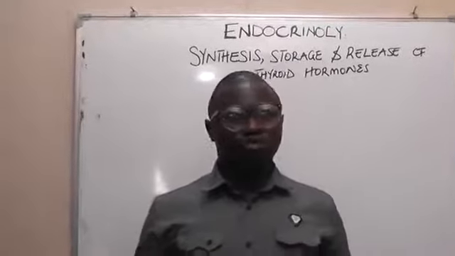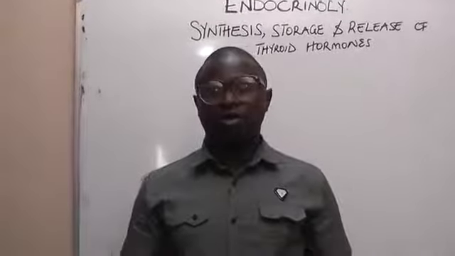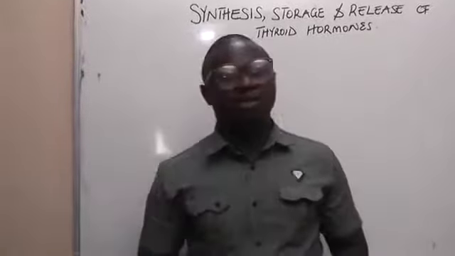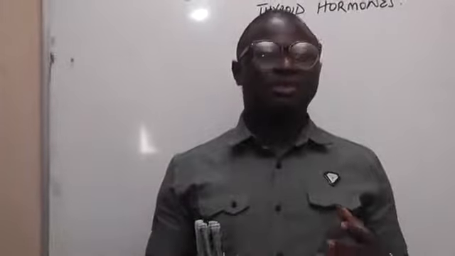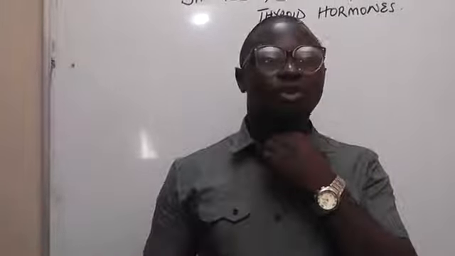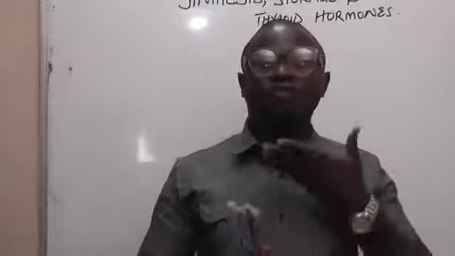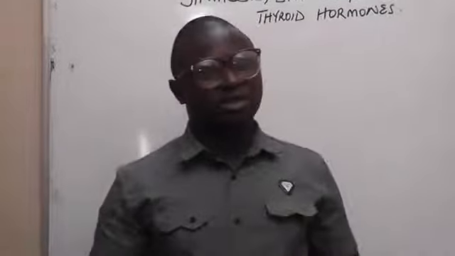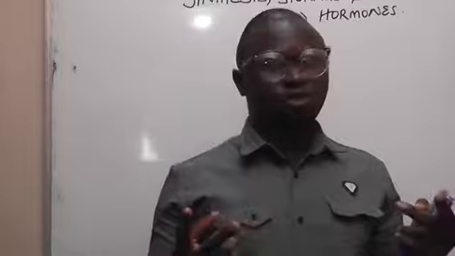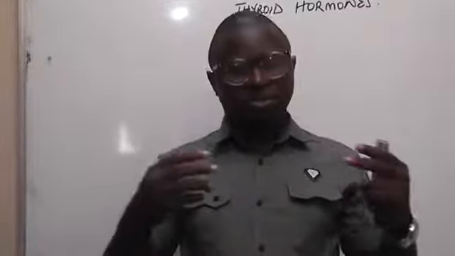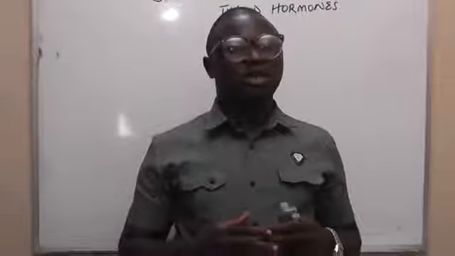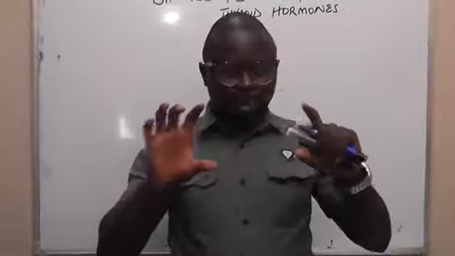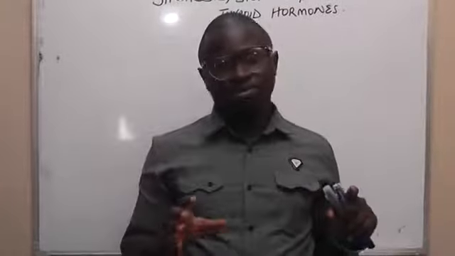In our previous lesson, we saw the overview of the thyroid gland. A quick recap, please. We said that the thyroid gland is one of the glands in the endocrine system. It is located in the neck, below the larynx, and in front of the trachea. It is a bilobed structure, meaning it has two lobes that are connected with a structure known as the isthmus. We say it is also butterfly shaped.